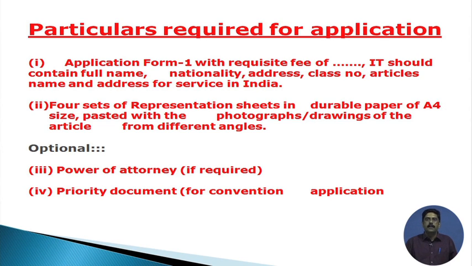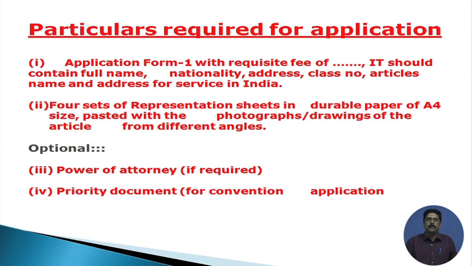A Form 1 with the request fee, which has now been increased to 4,000 for a legal entity, and for an individual it is 1,000. So if an author, as an individual, files it, it is 1,000. If an organization like IIT Kharagpur or, let's take TCS or another organization, files it, it is 4,000.